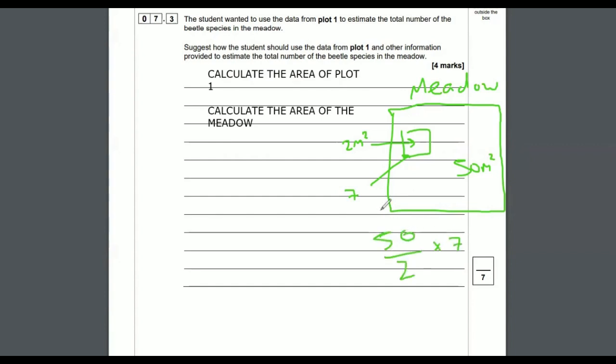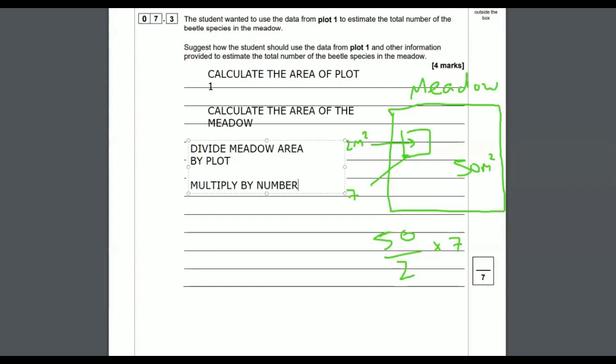Say there's 7 creatures or organisms in my 2 meter squared. Then I need to do 50 divided by 2 times 7. Because I can fit 25 plots in there. And if there's 7 on average in one plot, I would do 7 times 25. And it saves me having to count the whole meadow.